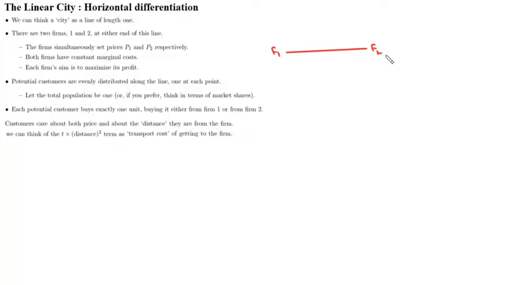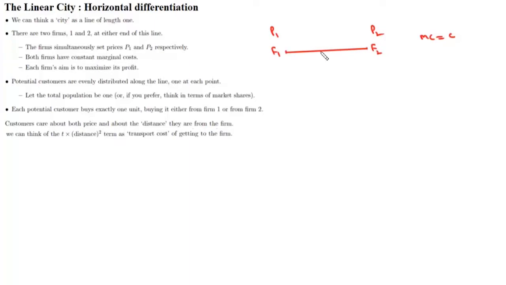Both firms simultaneously set prices P1 and P2, and both have constant marginal cost, which we suppose is C for both firms. Each firm obviously aims to maximize its profit. Potential customers are evenly distributed along the line of length 1, at each point.